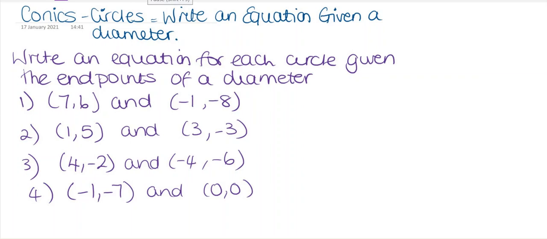Okay, so example 3, write an equation given a diameter. So we have to write an equation for each of the circles given the endpoints of a diameter. And we're given 2 coordinates. So let's have a look at number 1, and then you can have a go at 2, 3, and 4.